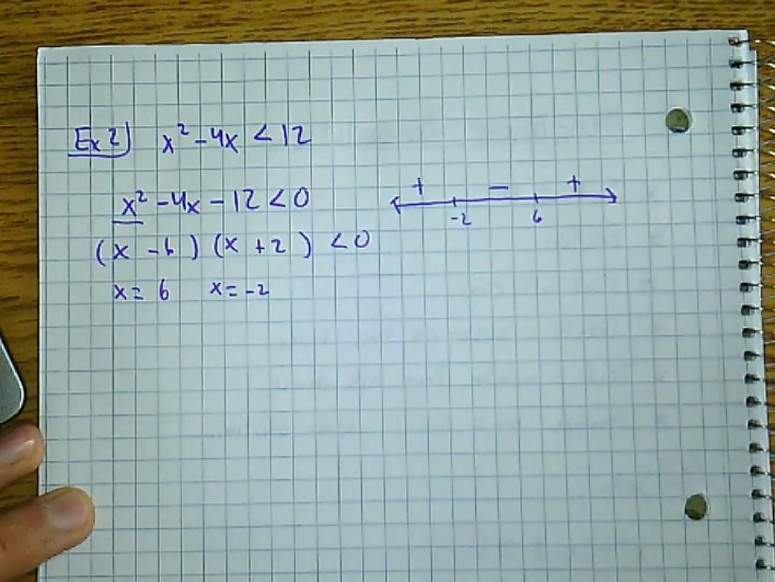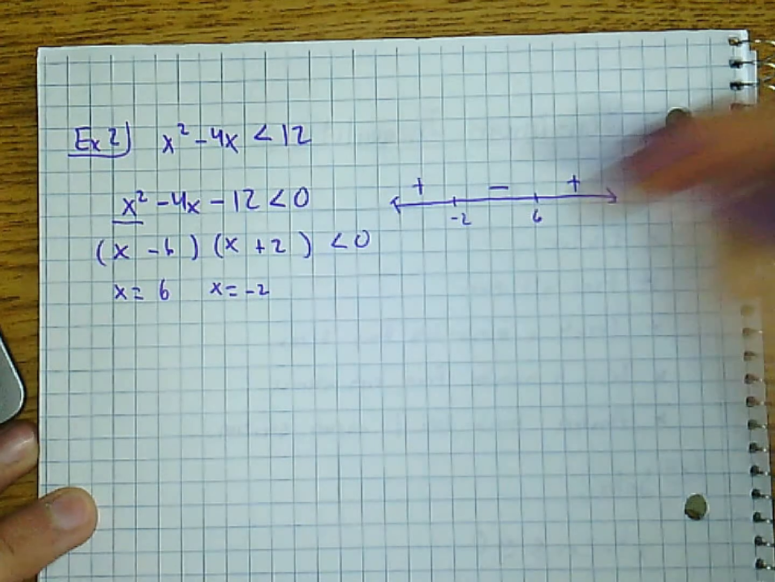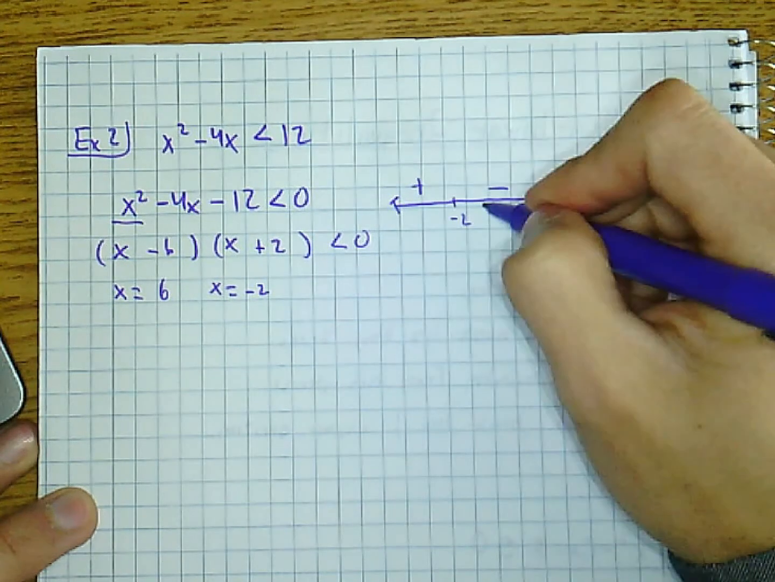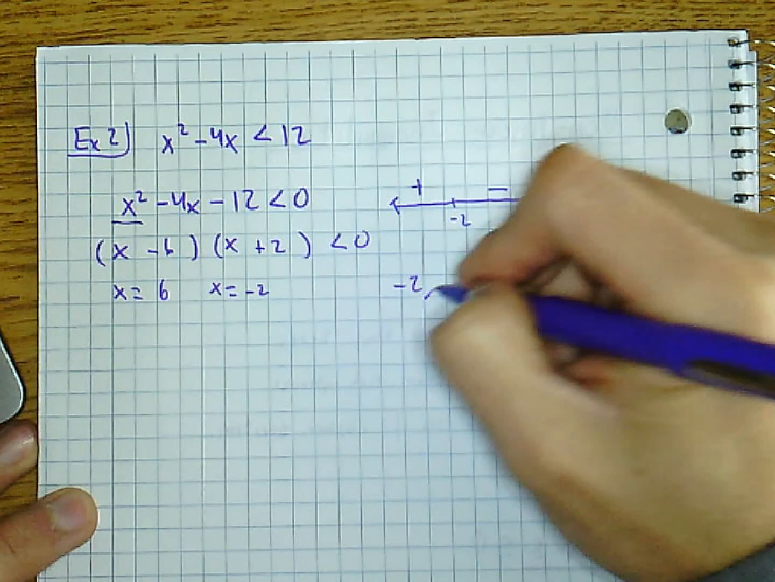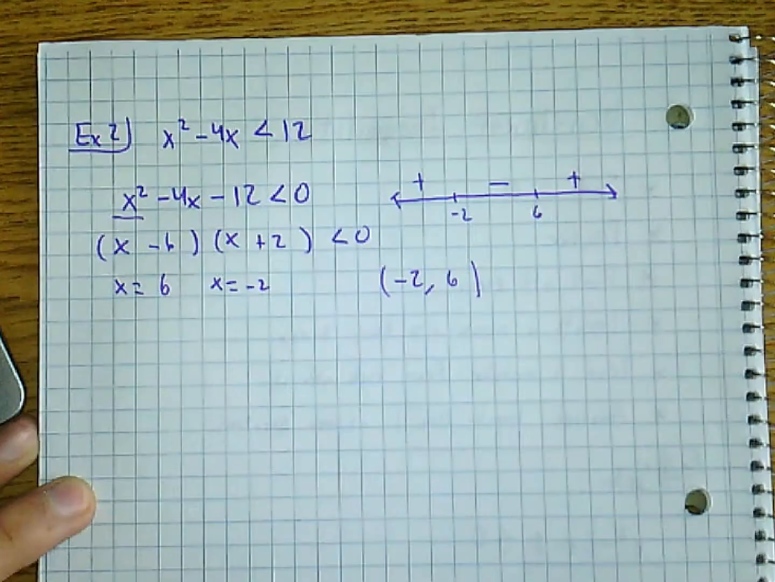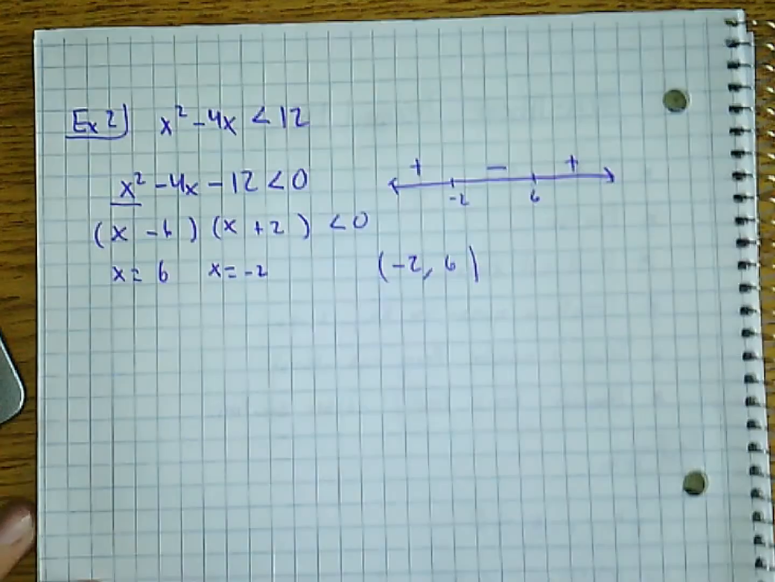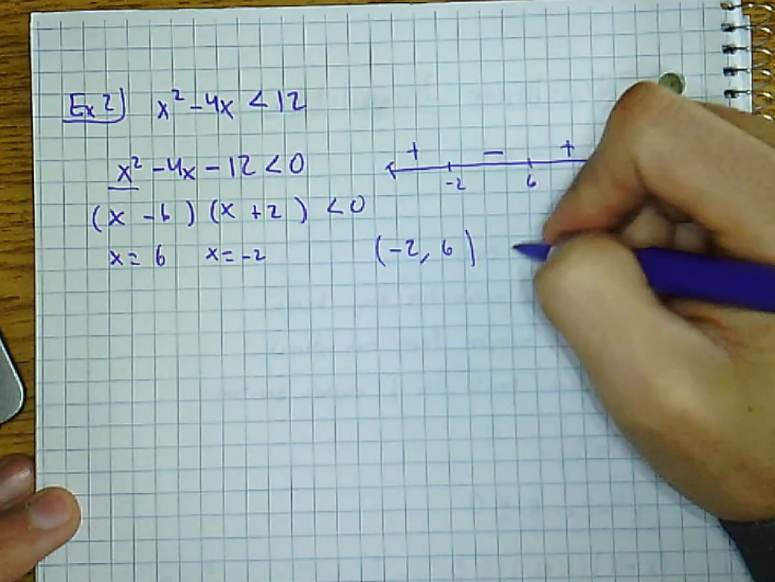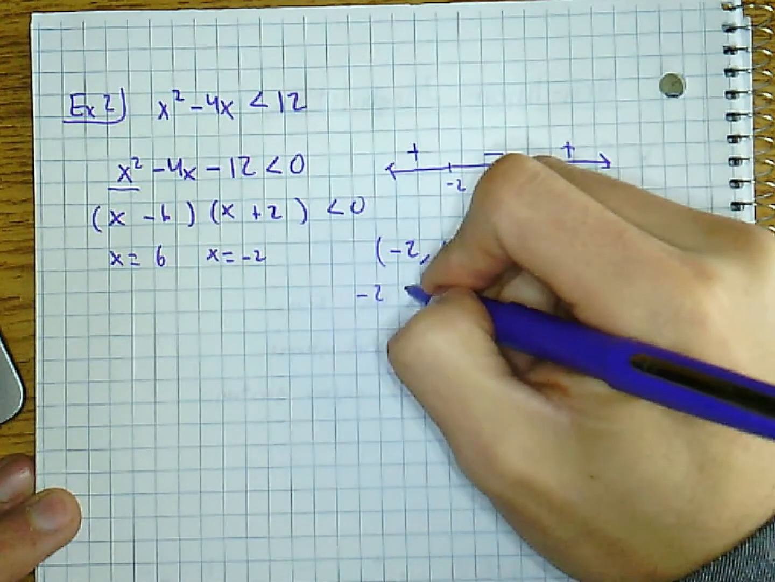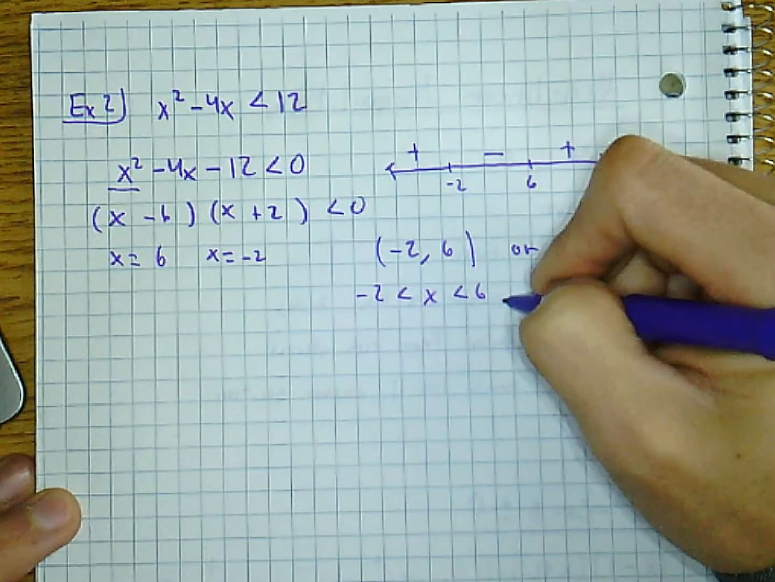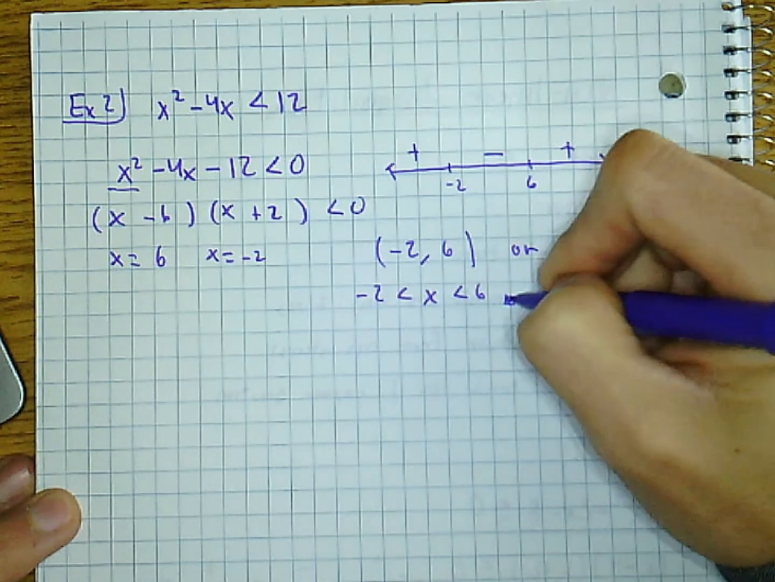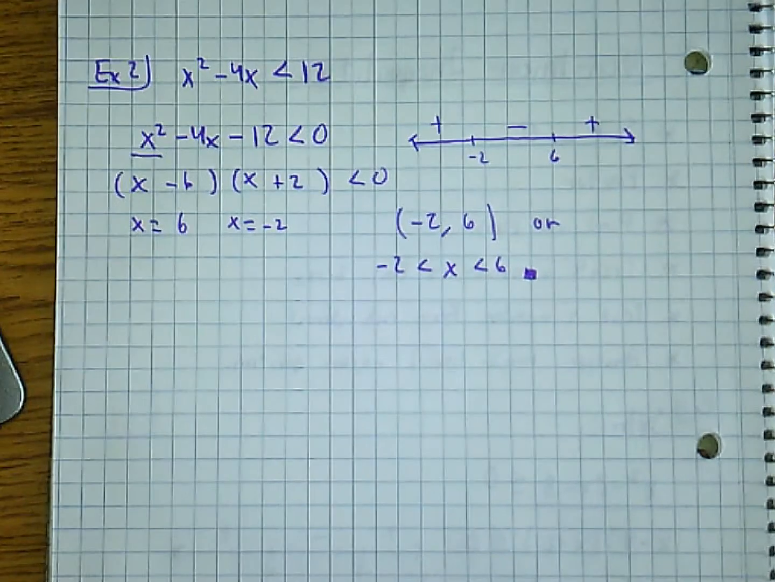So therefore, if I interpret my number line, this is going to be, once again, this middle part. But this time, I am not including the endpoints because I am just less than. Cool. So you can either write that, or -2 is less than x, which is less than 6. Okay? All right. Example number 3.